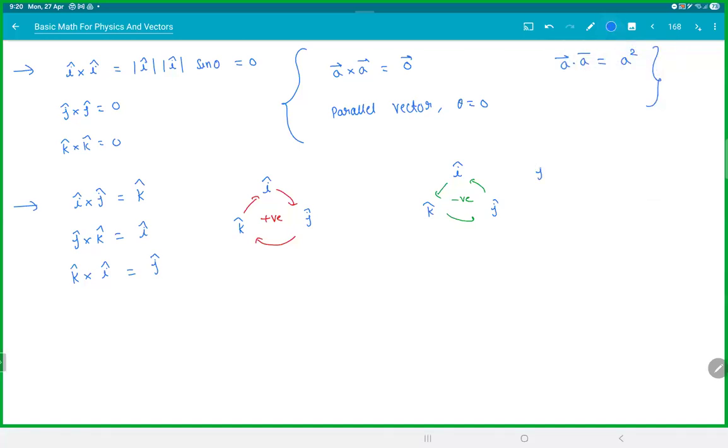Meaning if I do j cross i, it is minus k. k cross j is minus i cap. Then i cross k is minus j cap. I hope all are clear with the directions there.